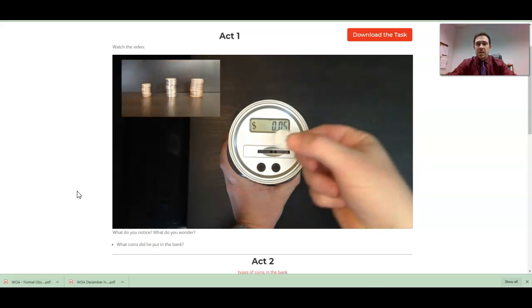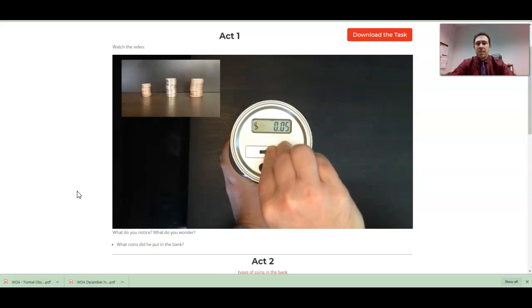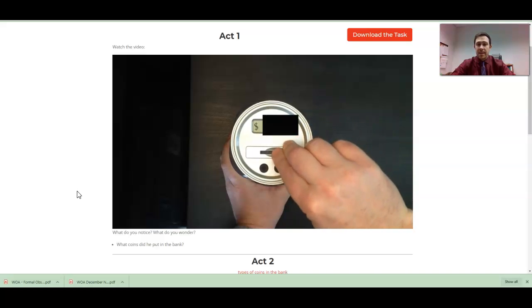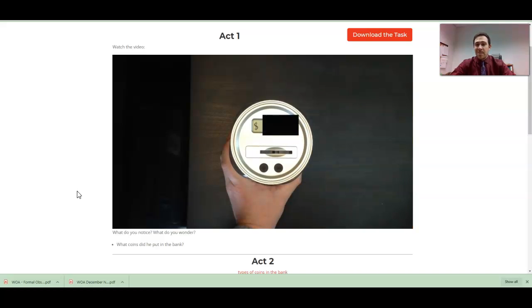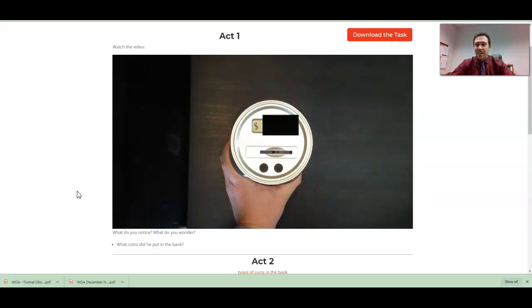As the video is going on, the teacher is saying, what do you notice about this? What do you wonder? Why is he putting the coins in the bank? What coins are going in the bank? Now what happens when we clear it out and you can't see the amount going in?